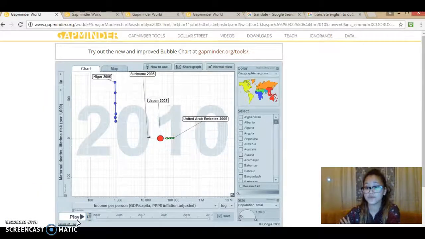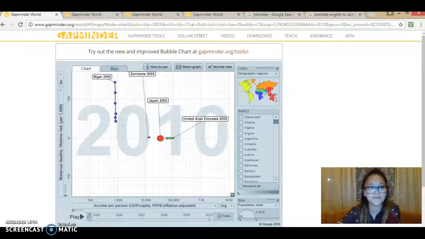Here we have a scatter plot for 4 countries. For the first indicator, we have Niger, Suriname, Japan, and United Arab Emirates. If you look closely, you see Niger is a very poor country with a very low income. Starting from 2005 to 2008, Niger first had a very high maternal death risk, but now they have a very low maternal death risk. You can say that it decreased. Suriname and Japan are middle class countries. In Suriname, the maternal death increased a little bit, while in Japan and the United Arab Emirates, the maternal death just stayed in one line.